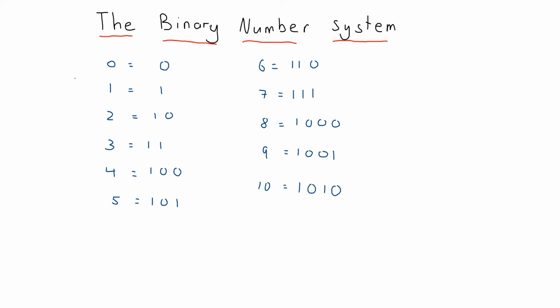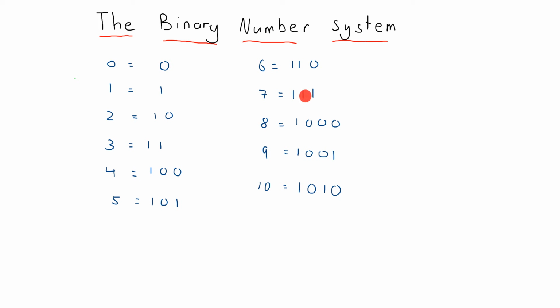Okay, for 4 I've got 0 in the 1's column, 0 in the 2's column, but now because I can't actually use a different digit in this one, I've got to make a new column for 4's. So this is 4, 1 4, 0 2's and 0 1's. 5 is 1 4, 0 2's and 1 1. 4 and 1 is 5. 6 is 4 and 2 is 6. 7 is 4 and 2 and 1 together is 7.